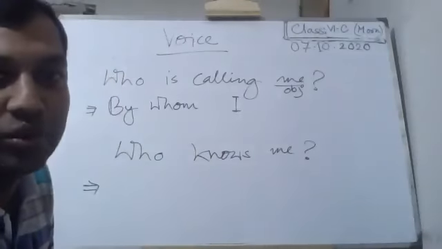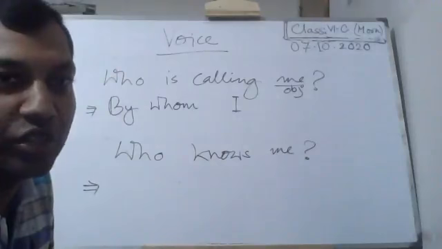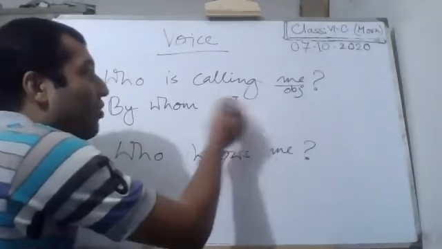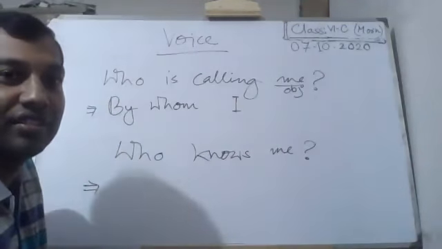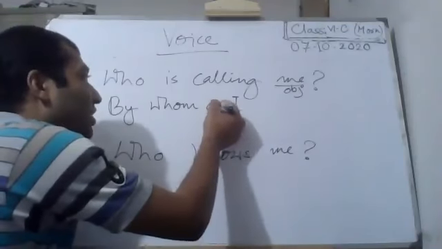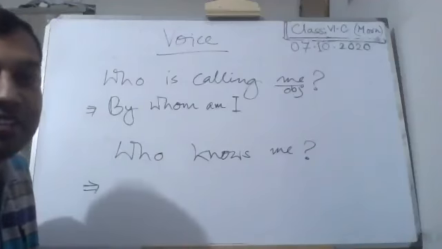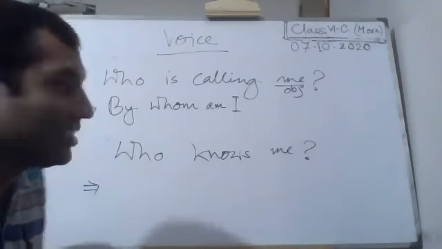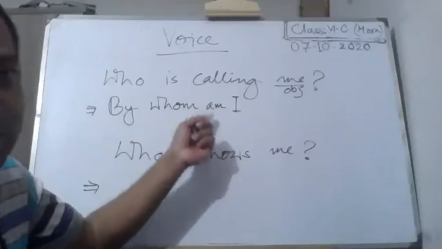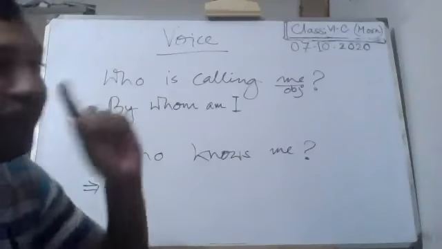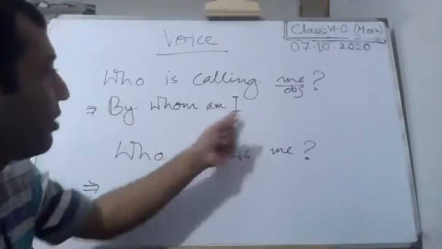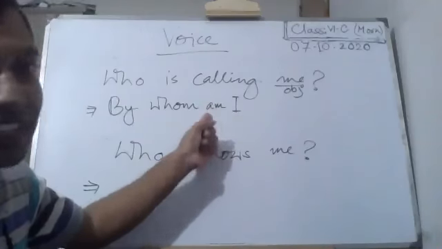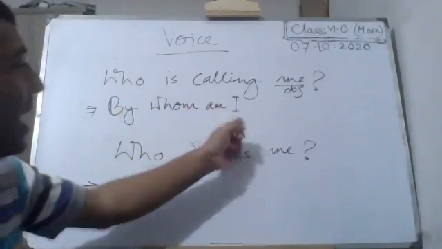So after I, which auxiliary do we need to use? Am, is, or are? Am. Will am take place after I or before I? Before, sir. Why before I? Because this is an interrogative sentence. This is a question, and we know in a question the main auxiliary or the first auxiliary takes place before the subject. So you have to use the auxiliary am before the subject. So by whom am I?